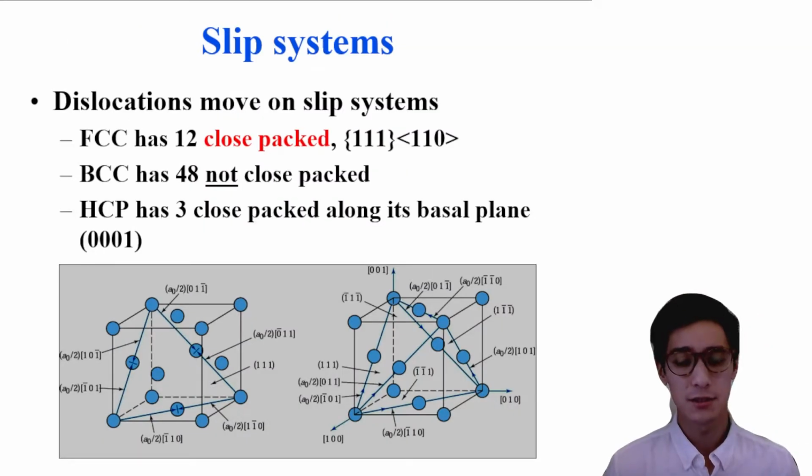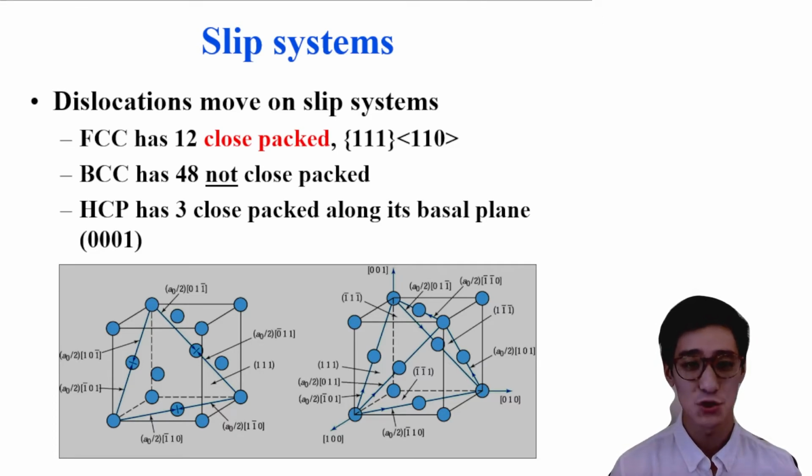To summarize, plastic deformation is primarily carried by dislocations moving on slip systems in metals. Slip systems consist of a slip plane and a slip direction. FCC has 12 of these slip systems on the 1-1-1 family of planes and 1-1-0 directions. BCC has 48 slip systems, but they are not close-packed. HCP has 3 close-packed planes along the basal plane.